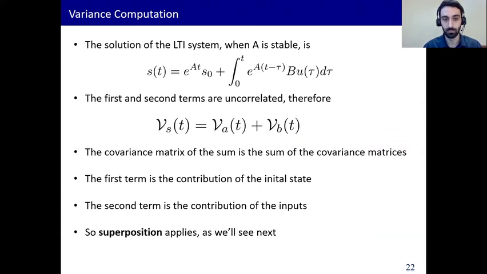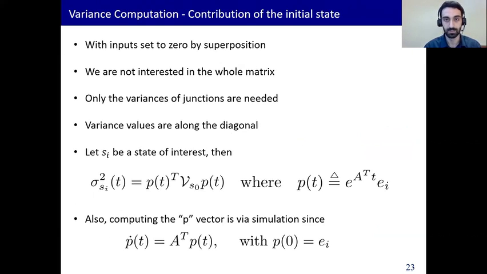The first term is the contribution of the initial state to the covariance matrix, and the second term is the contribution of the inputs. So superposition applies, which is exactly what we do on the next slide to compute the contribution of the initial state. We set the inputs to 0.